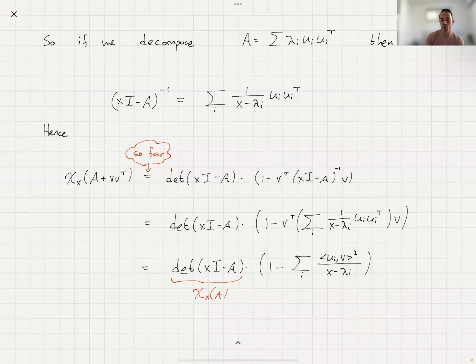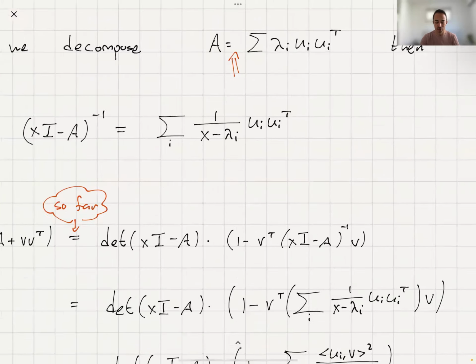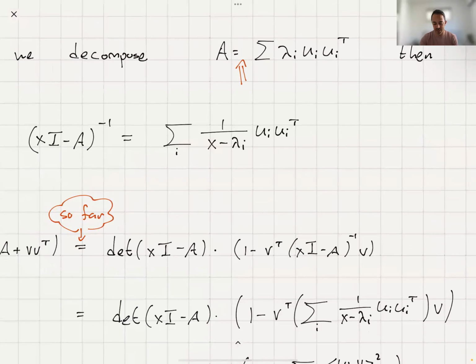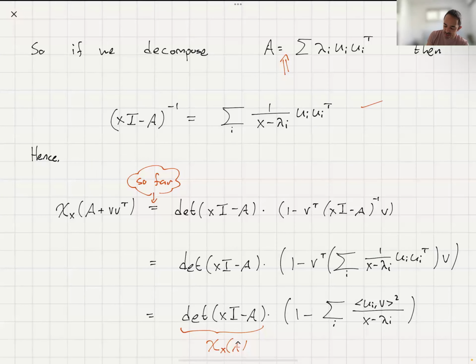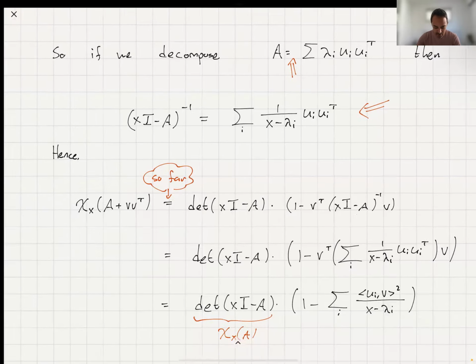And now let's decompose, in the sense of spectral decomposition. Let's decompose A into its eigenvectors and eigenvalues. So lambda_i are the eigenvalues, and the u_i are the eigenvectors. Then xI minus A inverse can be written like that, right? Because I commutes with A, so xI minus A has the same eigenvectors as A, and the eigenvalues are shifted according to the formula.